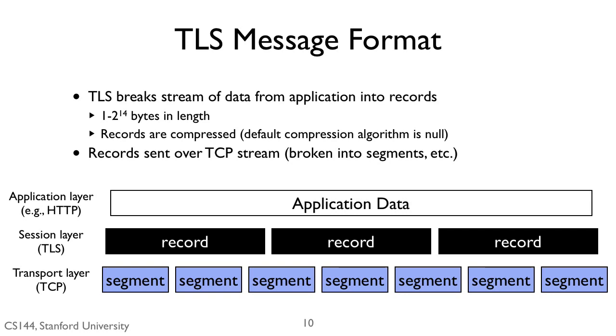This appears as a stream of data to TCP, which then breaks it into segments. Records can be much larger than TCP segments, so a single record might be broken into many segments, and record and segment boundaries might not line up.